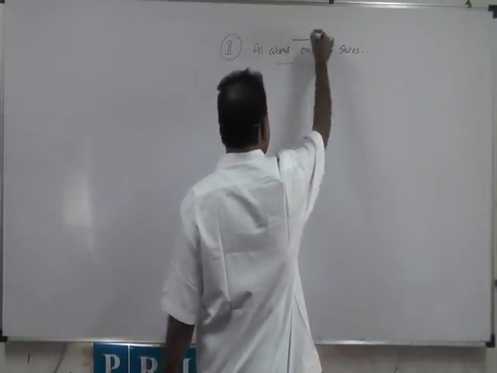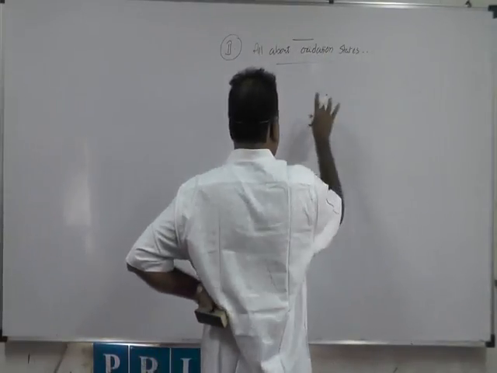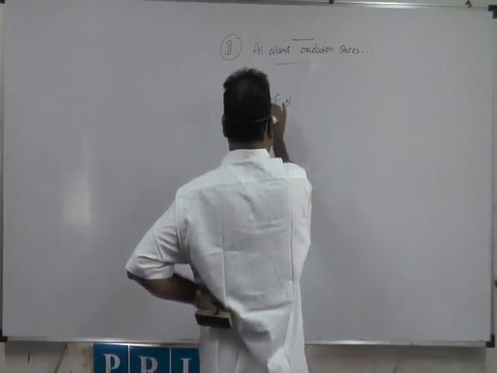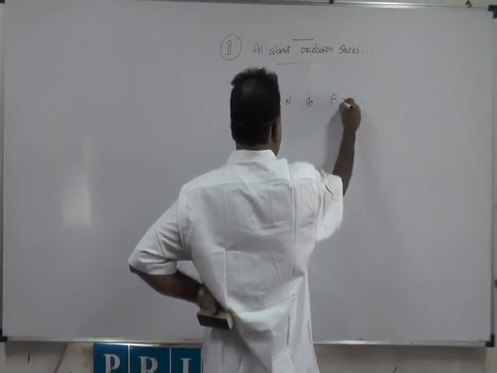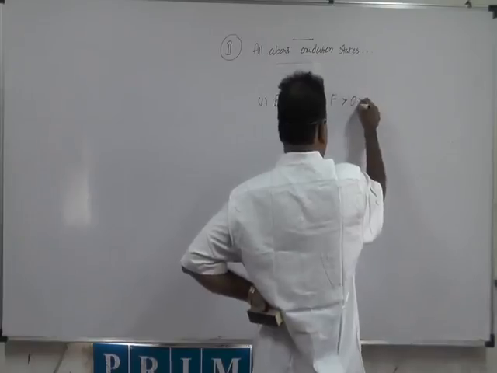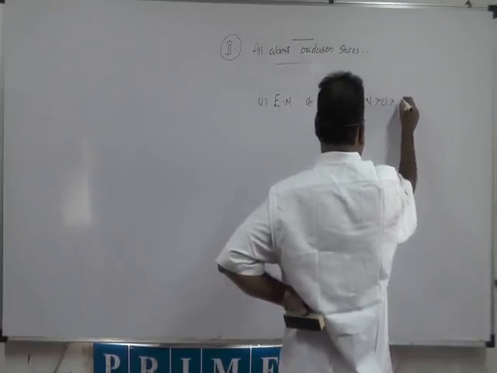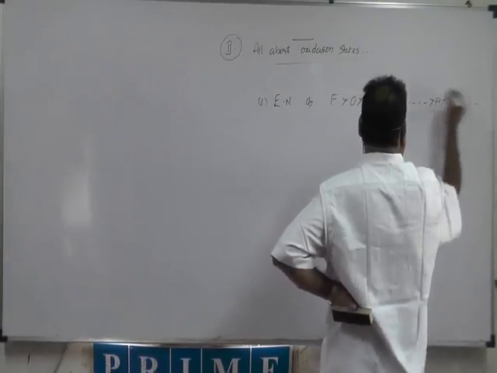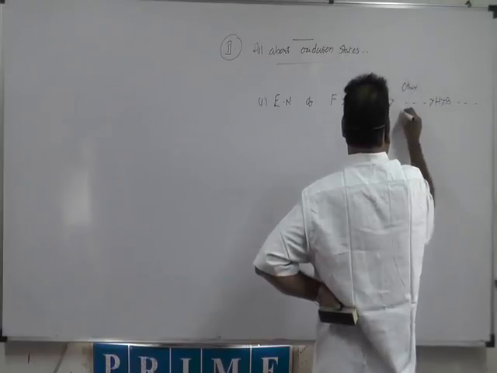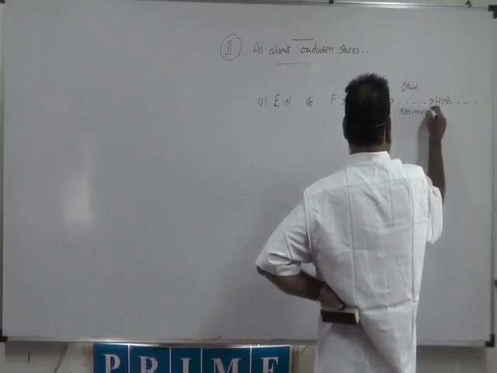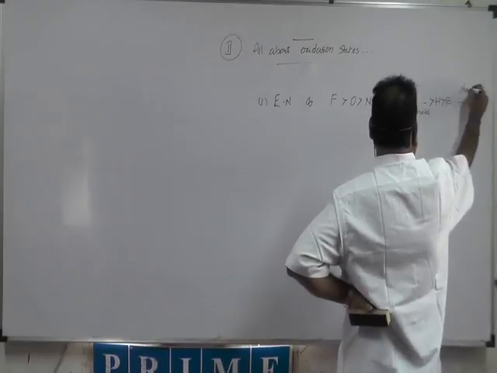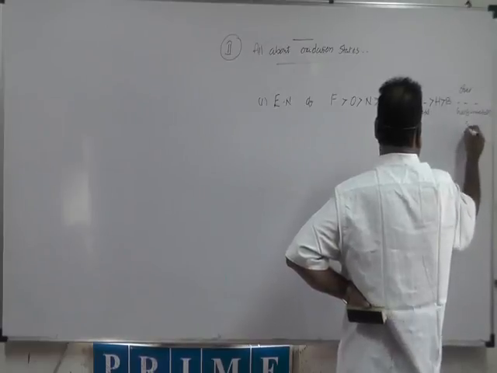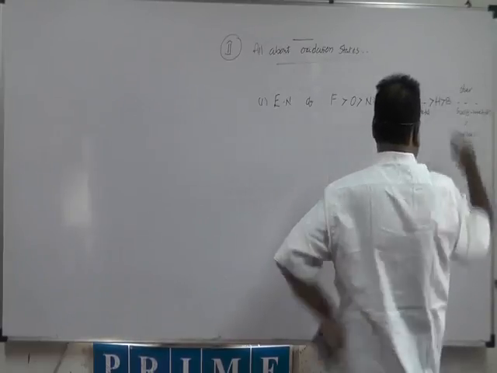Now, fixed oxidation state you have already heard. Electronegativity of fluorine greater than oxygen greater than nitrogen greater than chlorine greater than hydrogen greater than boron. What comes here? Other non-metals. Here, other half metals and metals.